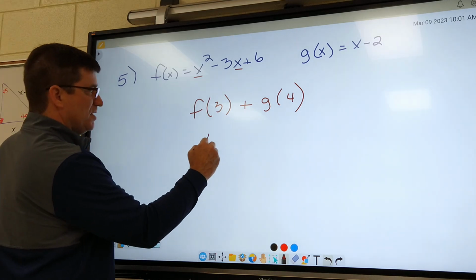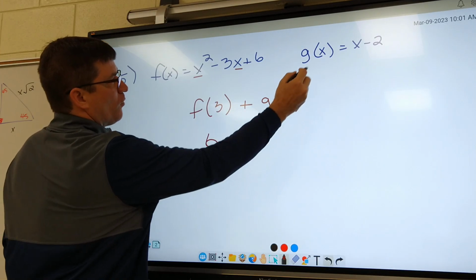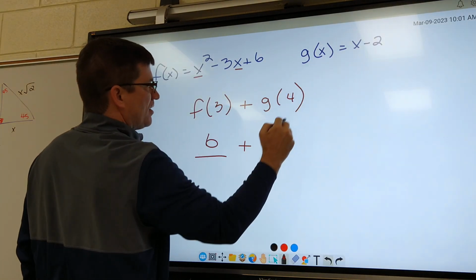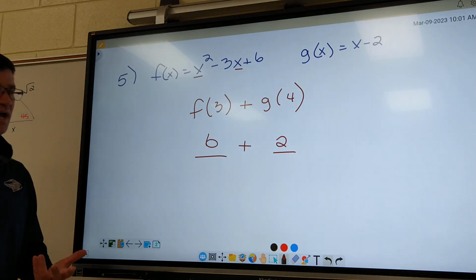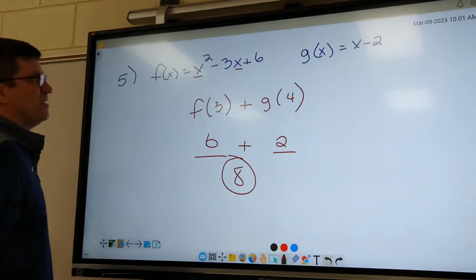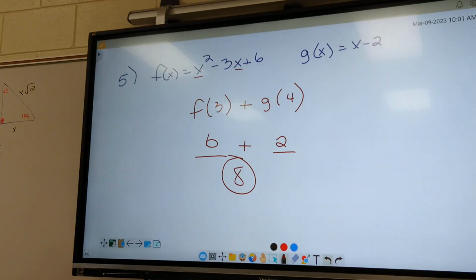Alright, so we got 6 for this one. Put 4 in here. I can do that in my head. 4 minus 2 is 2. What's left on this problem to do? Just add them up. What's your answer? The answer is 8. So yeah, I think that one's really easy. You got one of those on the midterm.